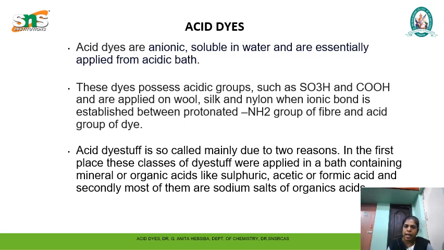These dyes possess acidic groups such as sulfonic acid group or carboxylic acid group, and they are applied on wool, silk and nylon, that is amide fibers, when an ionic bond is established between the protonated amino group of the fiber and the acid group of the dye. So the interaction is between the amine group, that is, the fiber which contains the NH2 group, and the acid group of the dye. NH2 becomes NH3 plus, and the acid is COO minus. So the interaction is between the protonated fiber and the acidic part of the dye.